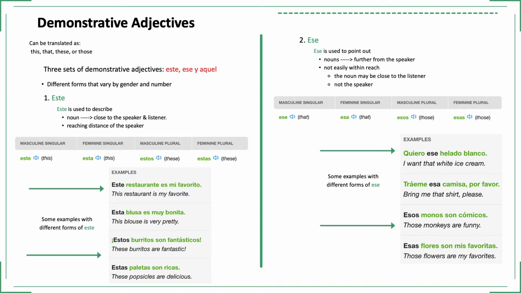Quiero ese helado blanco. I want that white ice cream. Tráeme esa camisa, por favor. Bring me that shirt, please. Esos monos son cómicos. Those monkeys are funny. And last one, esas flores son mis favoritas. Those flowers are my favorite.